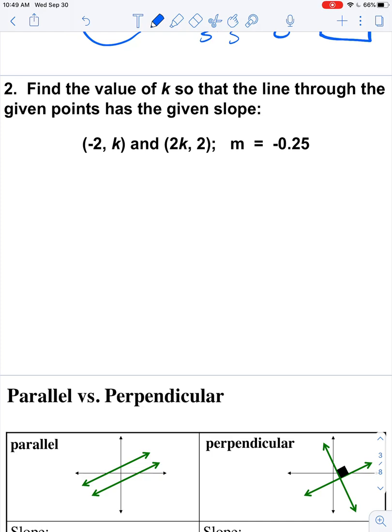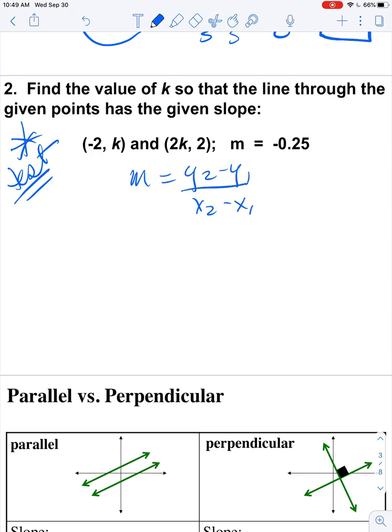So, alrighty, let's roll. Find the value of k so that the line through the given points has a given slope. This is a super good question, and I would want to know how to do this before our test next week. So what do I know? I know that my slope has to be -0.25. Since slope is a ratio, I'm going to go ahead and put this in. So slope equals y2 minus y1 over x2 minus x1. I'm going to put this in as a fraction. And then here, I'm just going to do what I'm supposed to do using the formula.